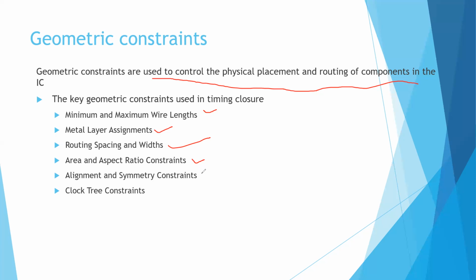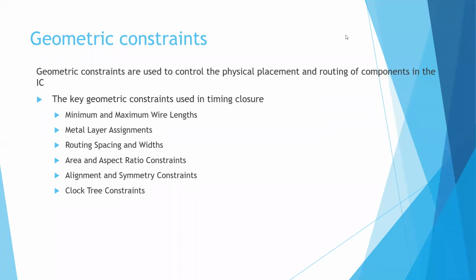Alignment and symmetry constraints: placing specific circuit components to ensure balanced signal paths to minimize the skew. We know what is skew. Skew is nothing but the difference in the arrival time of the clock. So many times this happens when you do not have a properly balanced skew. So alignment and symmetry constraints. Then we have clock tree constraints. Geometric constraints govern the placement and routing of the clock tree, ensuring balanced clock distribution and controlled clock skew. So these are some of the geometric constraints which we have.